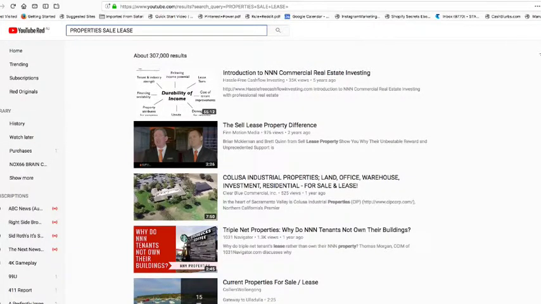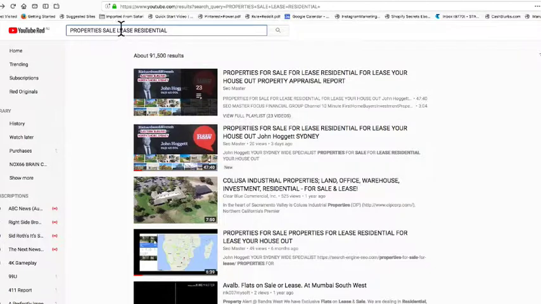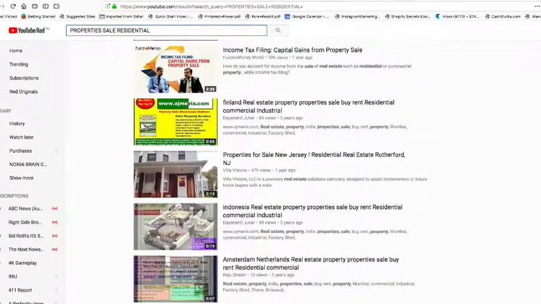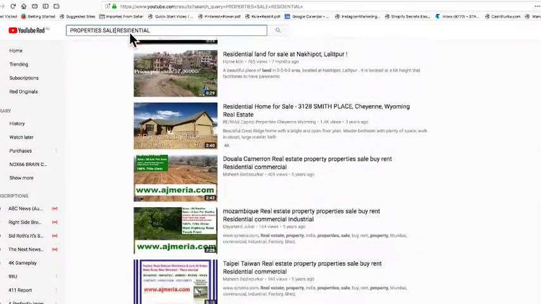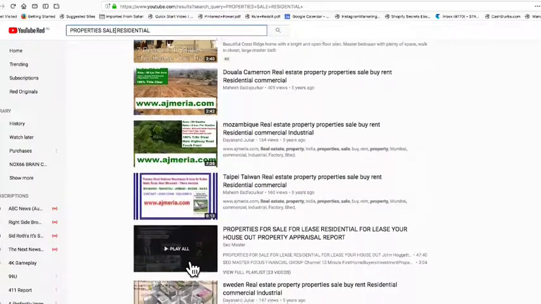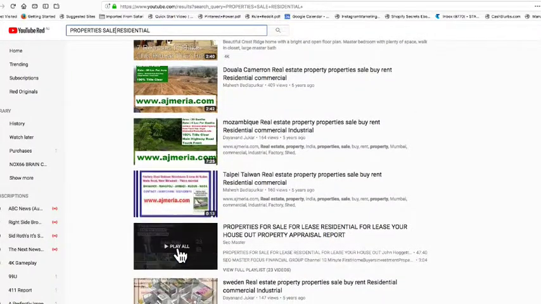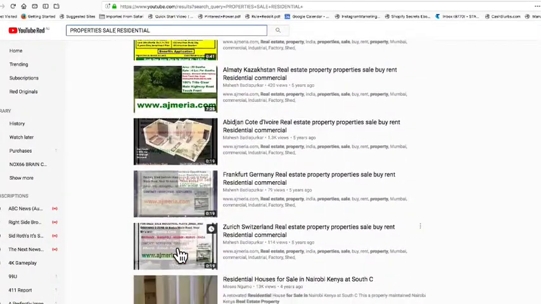On that basis, if I go back, it doesn't always work as predicted, but last time I took out the word residential. Now I'm going to have properties for sale, property sale, residential. And yes, well, it is there. It's in the first 10. There it is.